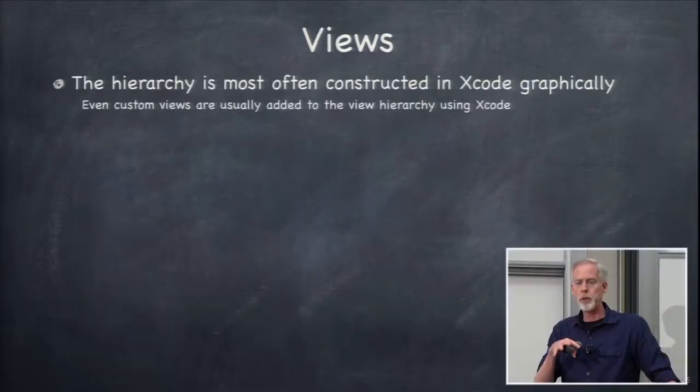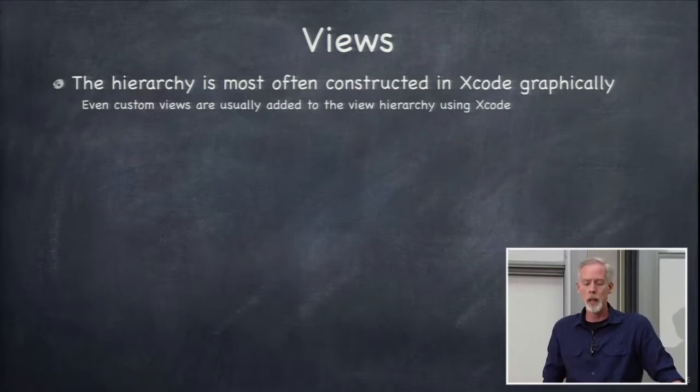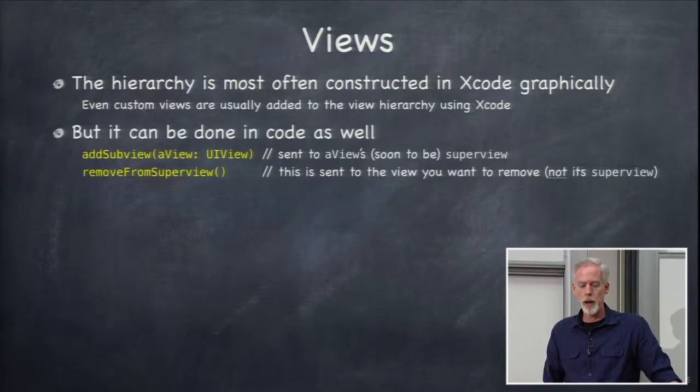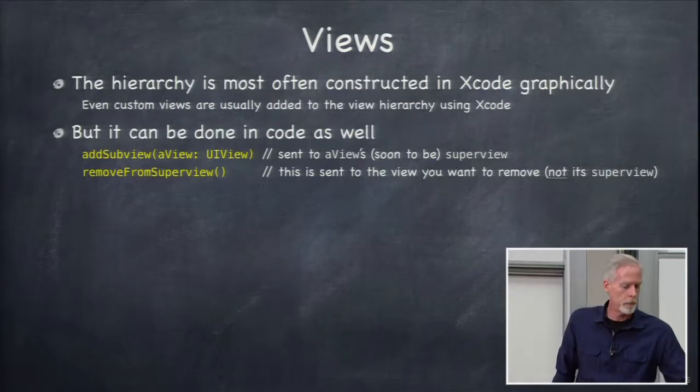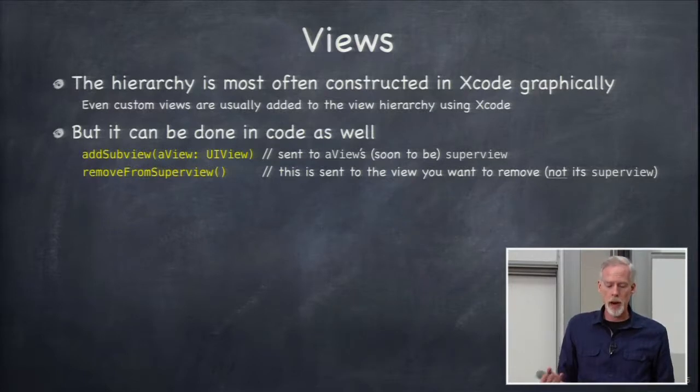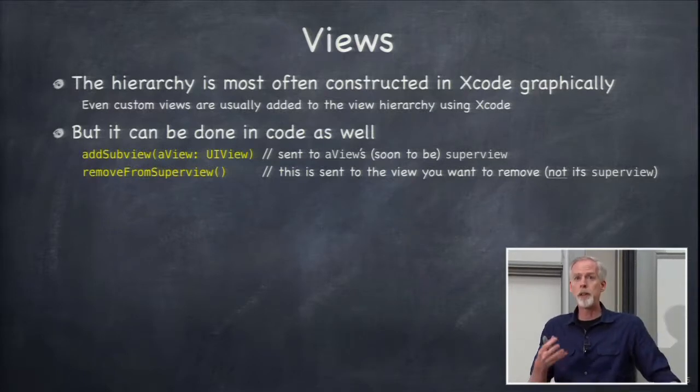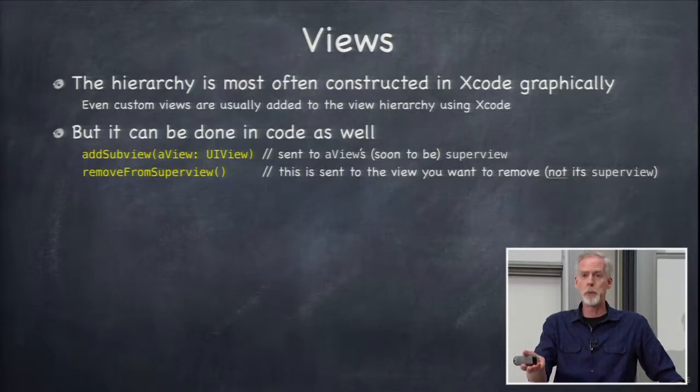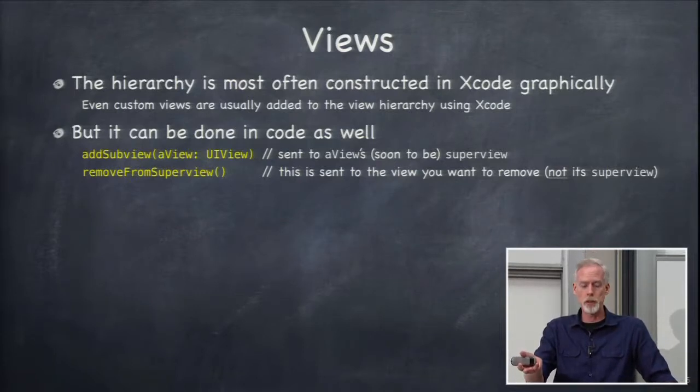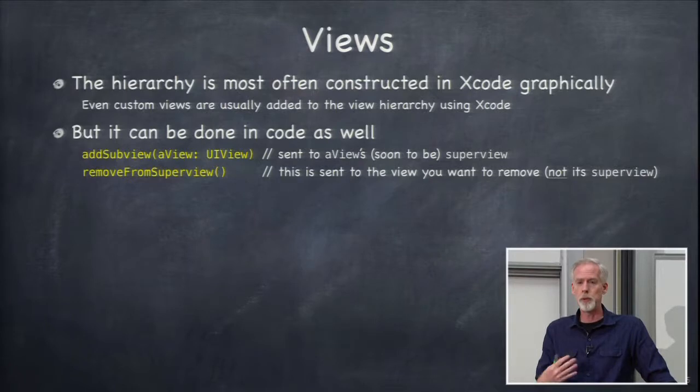This hierarchy of views, subviews and superviews, is created usually graphically. You drag things out in your storyboard, and you can drag views inside other views to create your hierarchy. But you can do it in code as well. It's pretty rare to do it in code, but you can. There's two methods here, addSubview and removeFromSuperview. addSubview is sent to the prospective superview, in other words, to the place you want to add this view into. And removeFromSuperview is sent to the view that you want to remove. So these are sent to different people. Okay? removeFromSuperview means remove yourself from your superview.